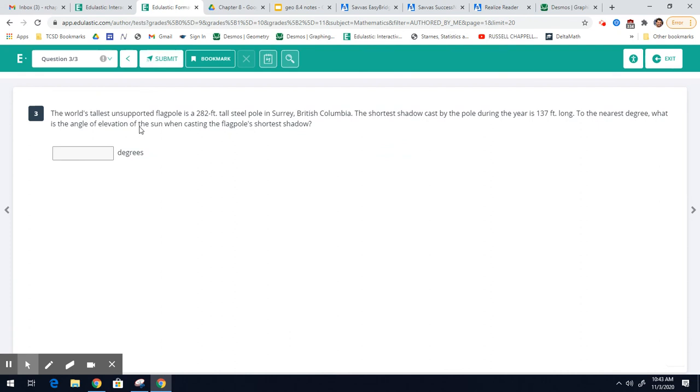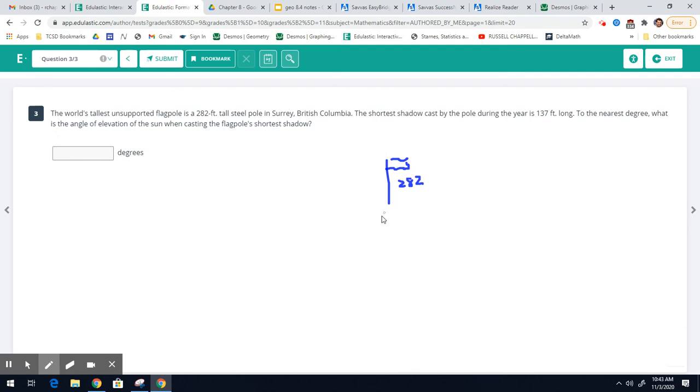Number 3 says the world's tallest unsupported flagpole is 282 feet tall, steel pole in Surrey, British Columbia. The shortest shadow cast by the pole during the year is 137 feet long. To the nearest degree, what is the angle of elevation of the sun when casting the flagpole's shortest shadow? So there's no picture, bummer, so we got to draw it ourselves. So let's start with that flagpole. So there's my flagpole. It's 282 feet tall.